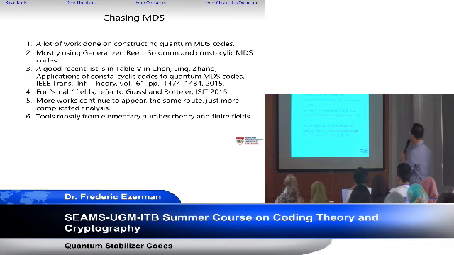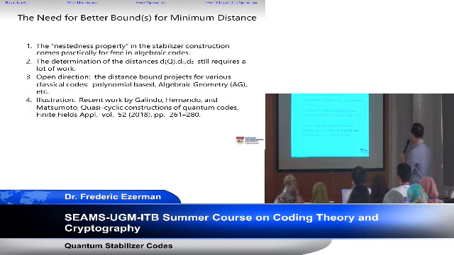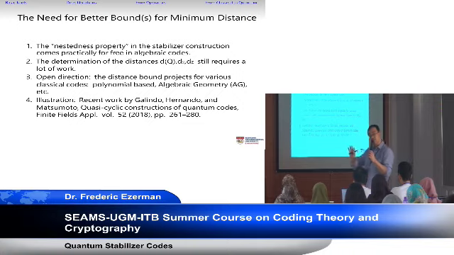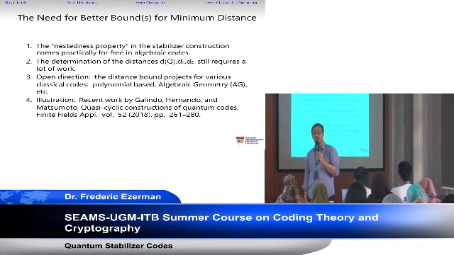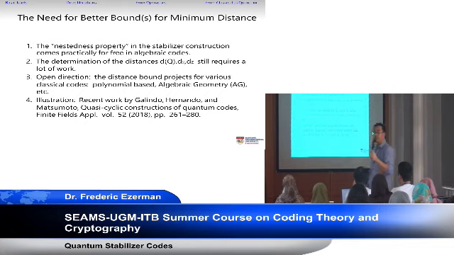So here, the need for better bound. Okay. So the determination of the distances needs a lot of work. Still, up to now, even for quasi-cyclic constructions, we don't usually have a very good estimate for the distance, and computing the actual distance using Magma can take months. Really not very practical. So more theoretical work needs to be done on finding that.